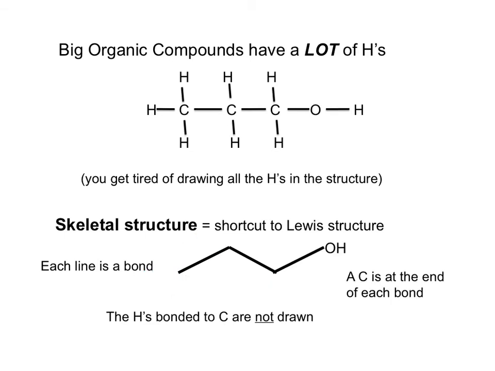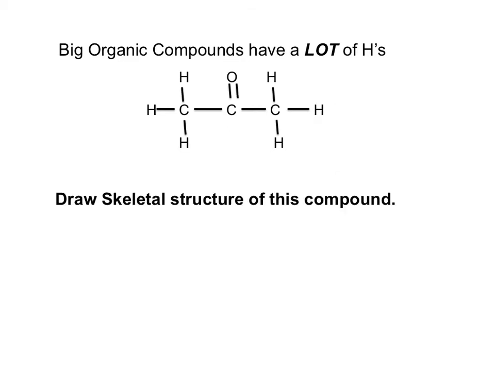Here's propanol. Propanol has an alcohol functional group. H's bonded to atoms that are not carbon need to be drawn in. Let's practice. Stop the video and draw the skeletal structure of this compound. And the answer is, this compound is acetone, the simplest ketone.